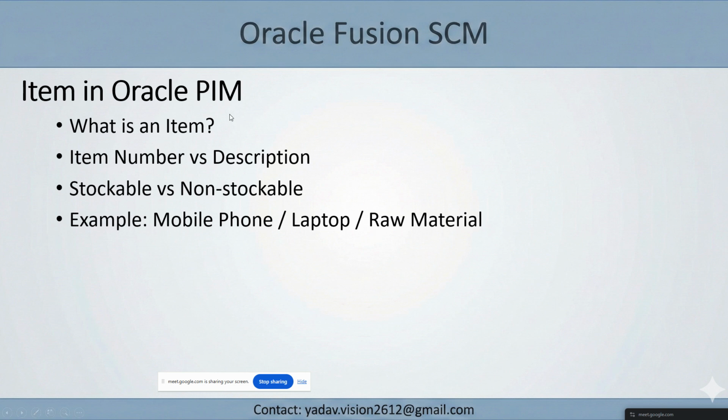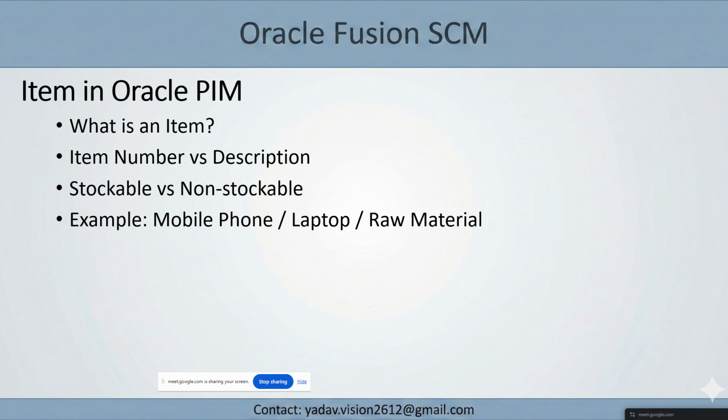So you can take an item. It can be a service. If you are providing a service, you can create that as an item too. If you are giving some warranty, that can be defined as an item. Any manufacturing or electronic product, everything you can create as an item. Okay, so item number and item description.